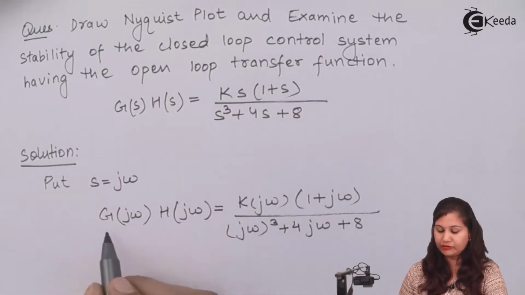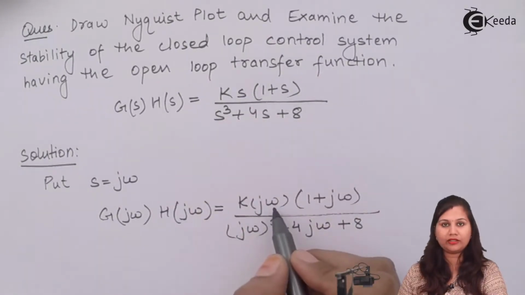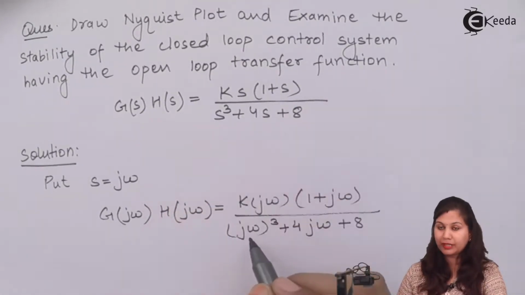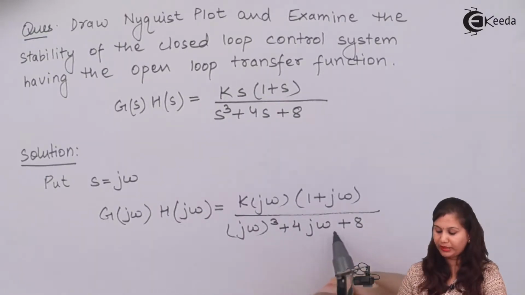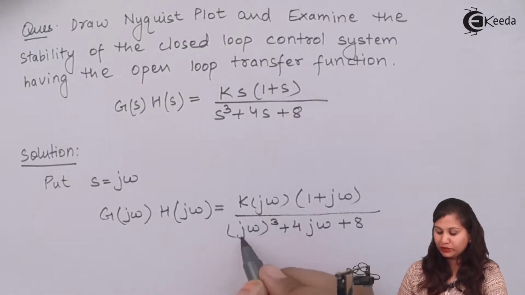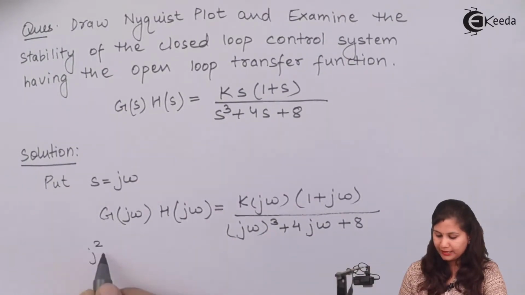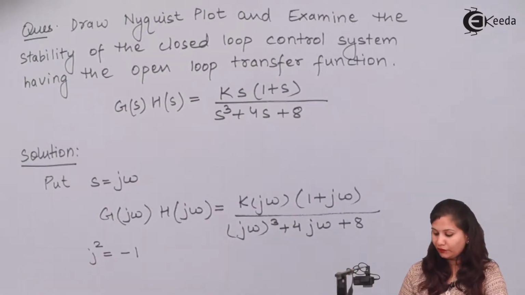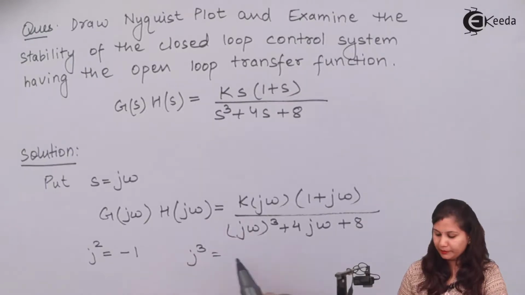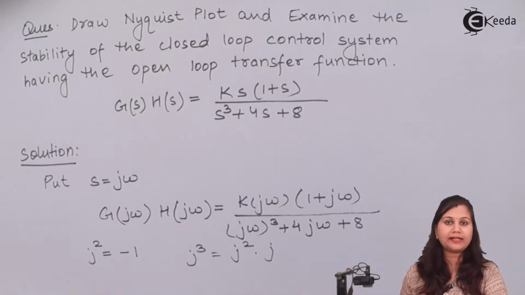So we have obtained G(j omega)H(j omega) equals K, and in place of s we have written j omega, then (1 plus j omega) upon s cubed, so it will become (j omega) cubed plus 4 j omega plus 8. Now let's simplify it. When we take the cube, it will become j cubed omega cubed. And we know that j squared is equal to minus 1. So we can replace j cubed by j squared into j, and in place of j squared we can write minus 1.